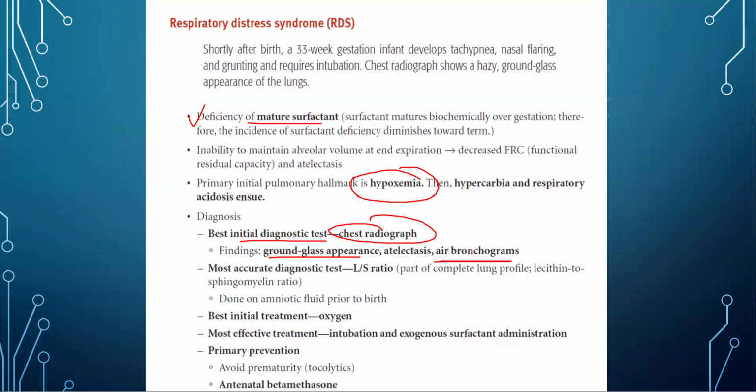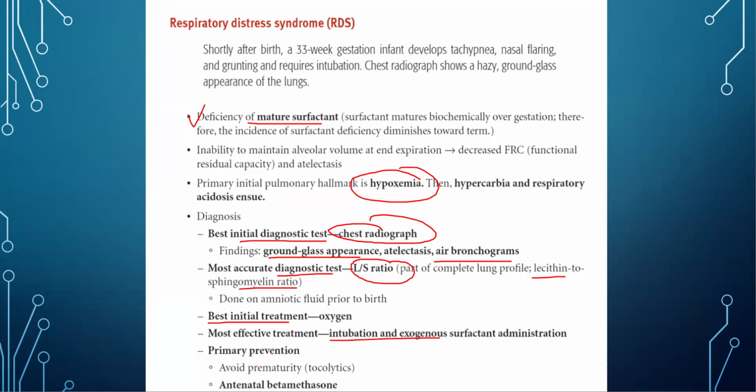of RDS. If they ask what is the most appropriate or diagnostic test, that is LS ratio, which is lecithin to sphingomyelin ratio. How will you treat the patient? The initial treatment is oxygen because child will have hypoxia, and most effective treatment is intubation. So most of the time the child will require intubation in this case.